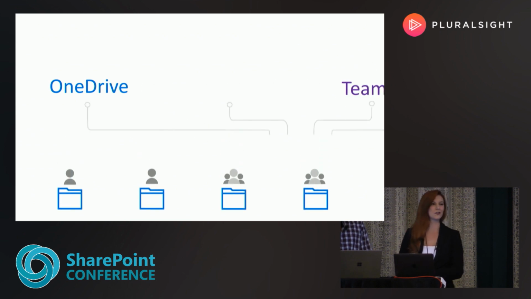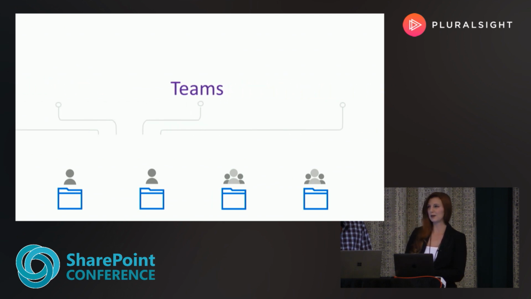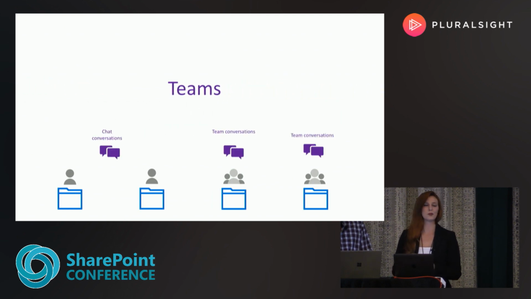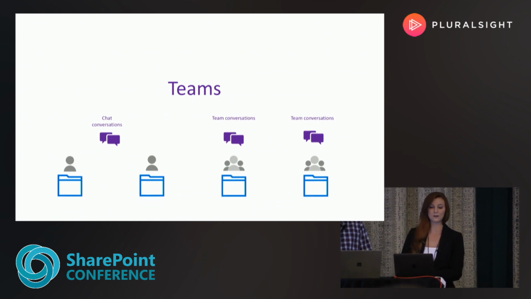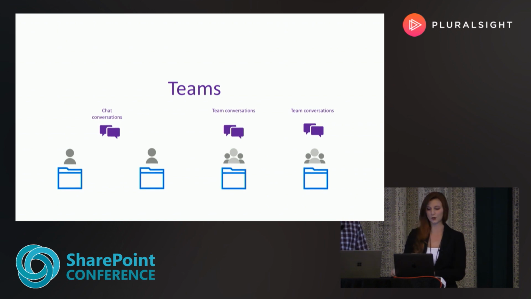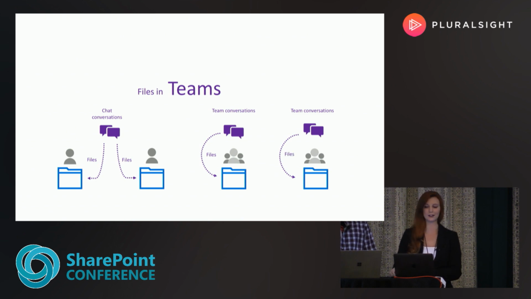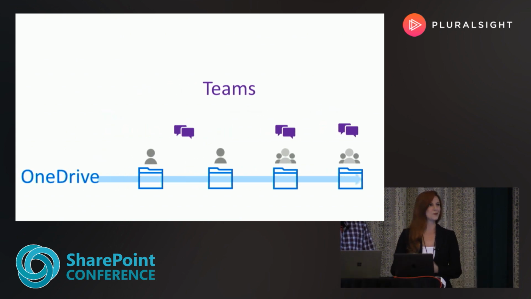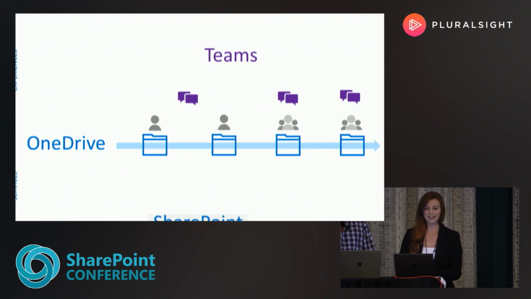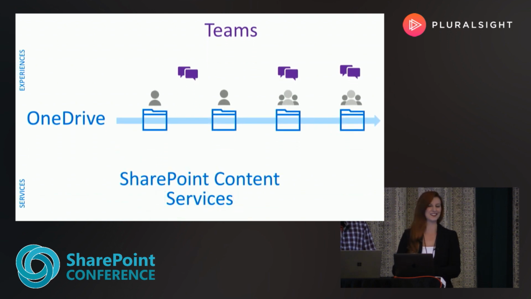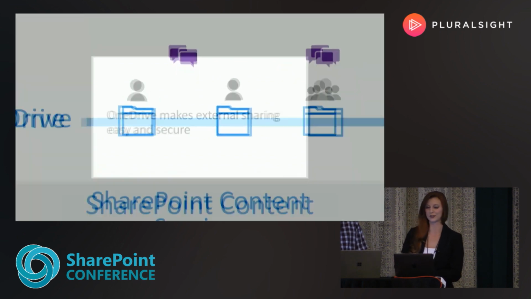So how does Teams fit into all of this? Well, Teams is the hub for teamwork. It's a chat-based workspace where you can collaborate with your team in either chat conversations or team conversations. Now, if you share files within your chat conversations, these will get stored in your individual libraries. If you share files within your team conversations, these will get stored in your shared libraries for your team. And OneDrive, it will connect you with all of them. And all of this is powered by SharePoint content services. So this is the overview that we have for how collaboration works within Microsoft 365 and how all of these apps and services work together to power these collaboration solutions.